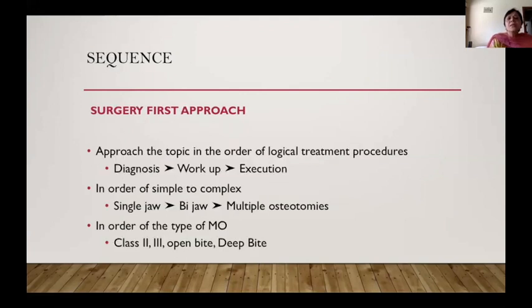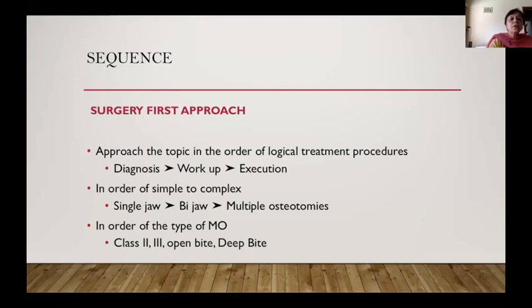Second is your sequence. Sequence is very important. Each individual will use his or her own sequence. So for example, here in surgery first itself, you can use 3 different sequences. Now you can approach it from the logical treatment procedures, like you can talk about your diagnosis, workup and execution, or you can go from simple to complex. For example, your single jaw, bi-jaw and your multiple osteotomies.